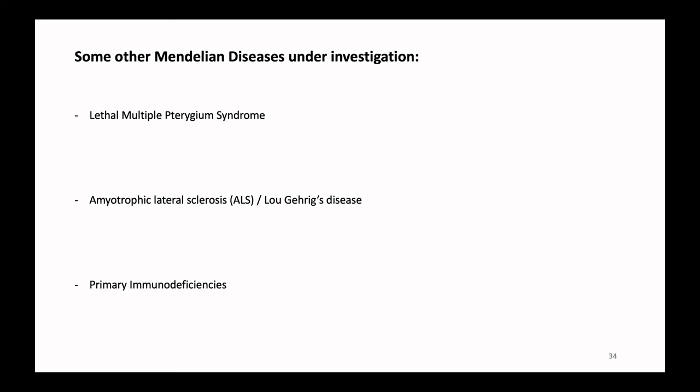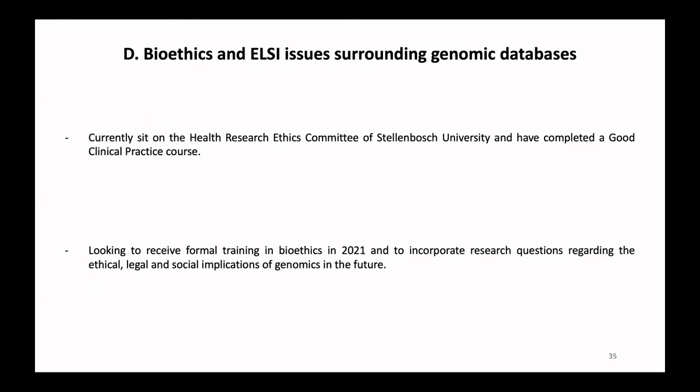We are involved with a neurologist at Heidelberg to look at the genetics of ALS. And then we have a primary immunodeficiency group within our division that has been quite successful in the identification of novel variants associated with PID.